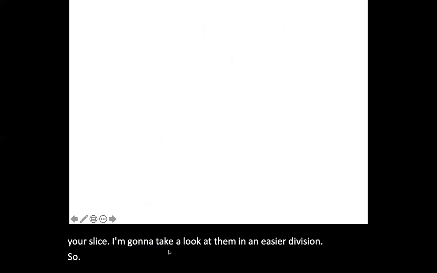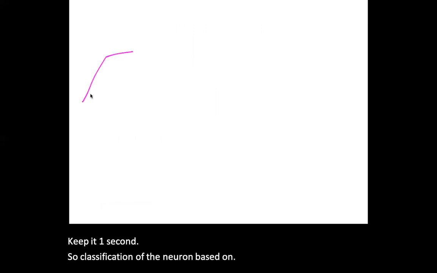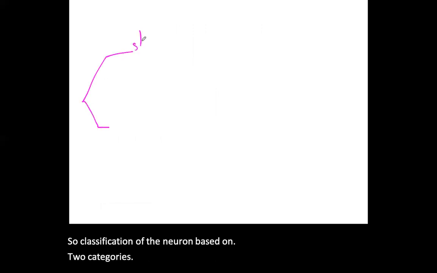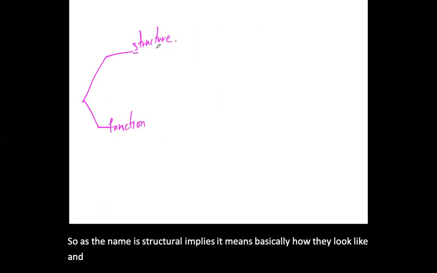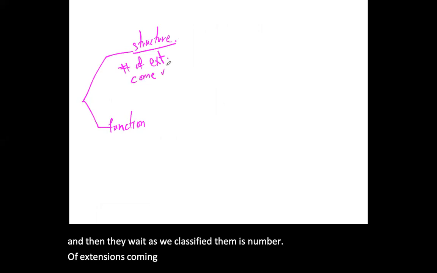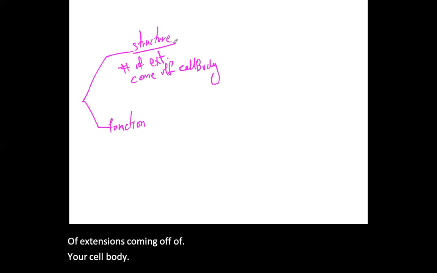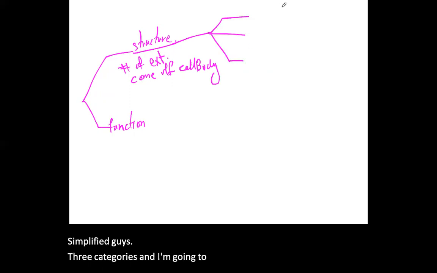So, classification of the neuron based on two categories: structure and function. As the name structure implies, it means basically how they look. And the way that we classify them is the number of extensions coming off of your cell body. So simplified, guys, 3 categories, and I'm going to depict them for you first, and then we can name them.